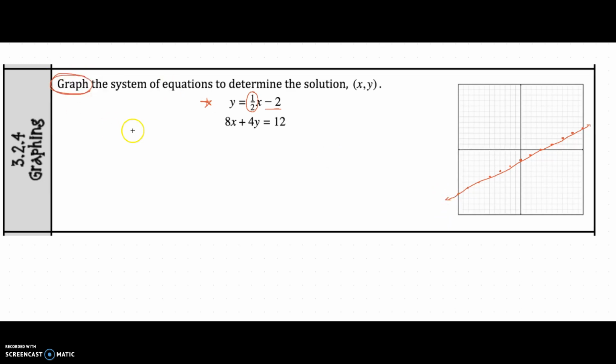Second line, let's do in a different color. This one is not in y equals mx plus b. So we have to do our work to find our x-intercept and our y-intercept. So our x-intercept, we're plugging in 0 for y. So we have 8x plus 4 times 0 equals 12. Well, 4 times 0 is 0, and we're left with 8x equals 12. And I divide to get my answer of x equals 1.5.